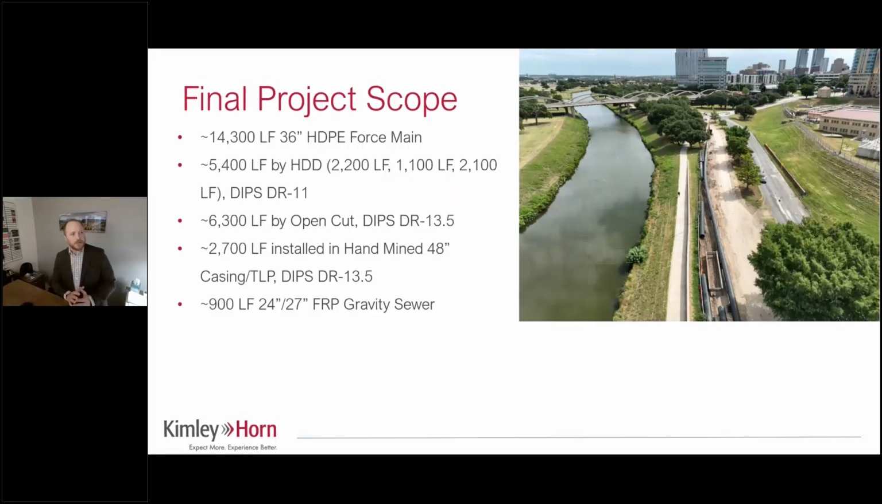Okay, so the final scope of the project was nearly 3 miles of 36-inch HDPE force main, 5,400 feet of that installed by directional drill. So you can kind of see there the reaches, 2,200, 1,100, and 2,100 feet of DIPS DR11, and then a couple other tidbits on various lengths of other installs for that.